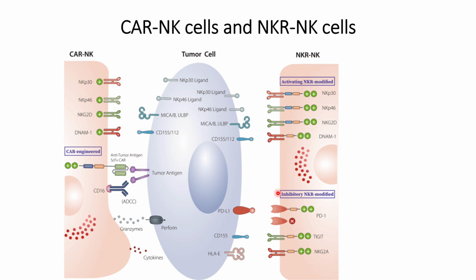There are also some inhibitory receptors, such as the PD1 receptor, which interacts with the PDL1 ligand on the tumor cells and then suppresses or deactivates the NK cells. And similarly for CD155 and the HLA-E ligand. These can be modified in a way that when the PDL1 ligand interacts with these PD1 receptors, instead of deactivating, it will activate the anti-tumor response.